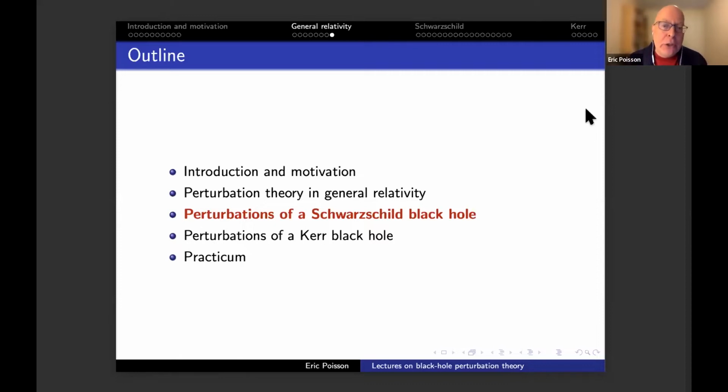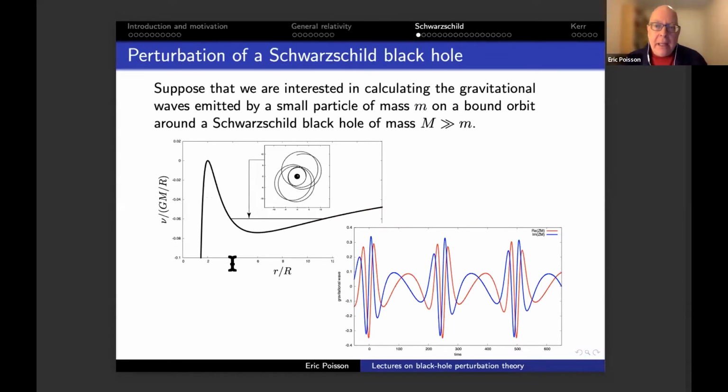And now I really want to apply all of this, but do something much more concrete. So we'll talk for most of this lecture about perturbations of a Schwarzschild black hole. Then I'll move on and have a very brief discussion of what is needed when you want to generalize this from Schwarzschild to Kerr. And then at the end, I'll talk a little bit about the practicum, which is what you will be doing tomorrow.